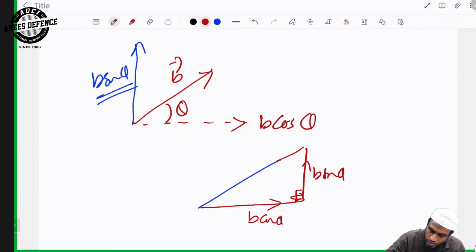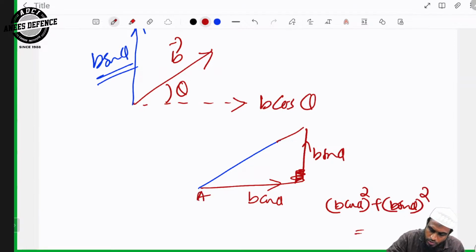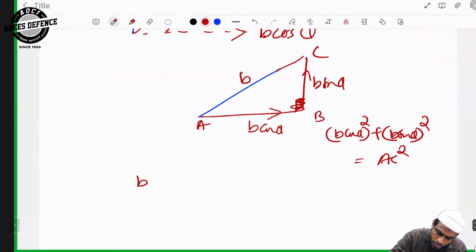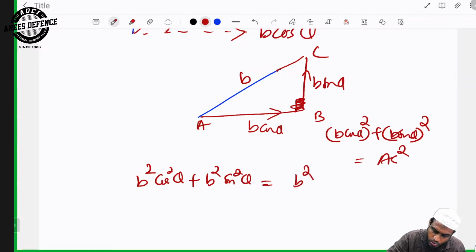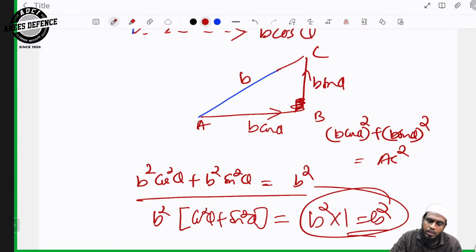Then, based on the Pythagoras theorem, B cos theta whole square plus B sin theta whole square is equal to, you can see this is A, this is B, this is A. This can be written as AC square, that is actually B. So B cos theta square means B square cos square theta, plus B square sin square theta, equal to AC square, which is actually B square. So B square into common cos square theta plus sin square theta equals B square into 1, equal to B square. That is a valid condition.